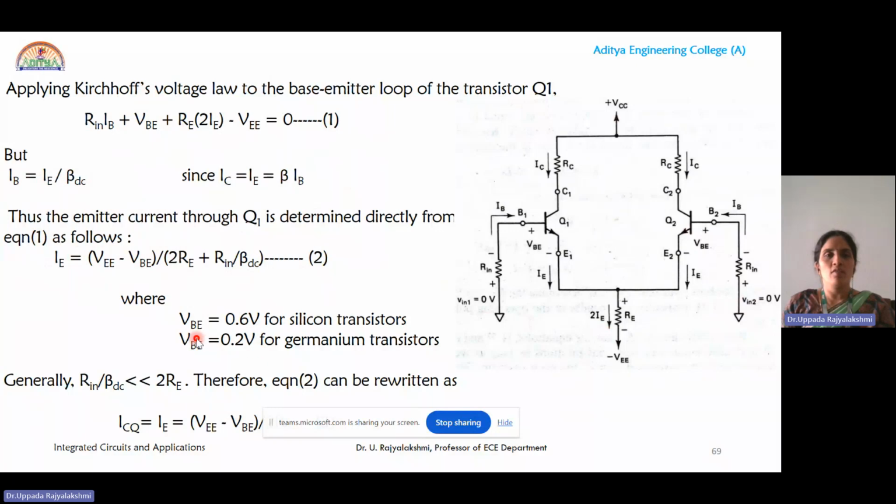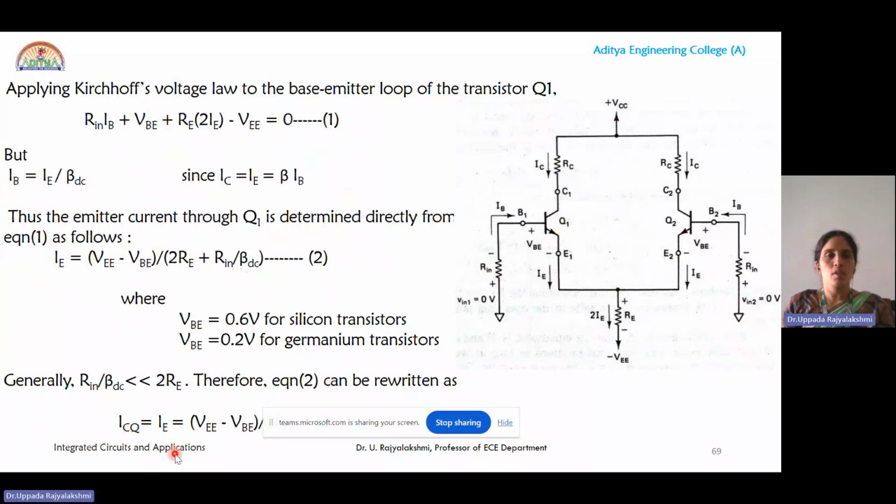Now VBE is nothing but the cut-in voltage of the transistor Q1, which is the amount of input voltage required for the transistor to turn into the on state. So it is equal to 0.6 volts for a silicon transistor and 0.2 volts for a germanium transistor. So it is VEE minus VBE divided by 2RE plus RN by beta DC. This is our quiescent current, which is approximately equal to IE.